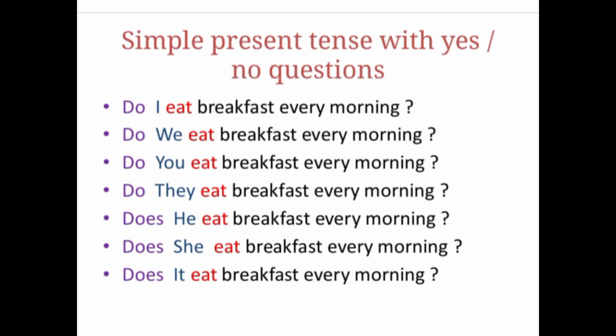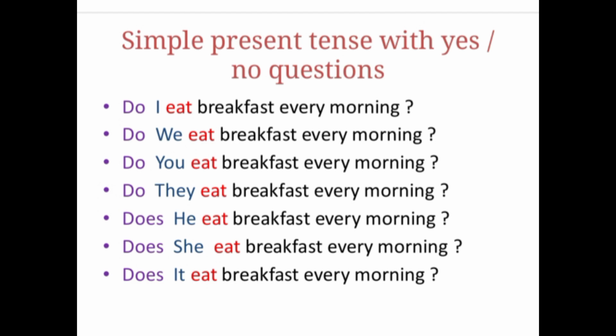So now we convert the simple present tense into yes or no questions. When we convert the simple present tense into yes or no questions, some changes take place in the sentence. So we will look at the changes. If we have the subject I, we, you, they, the do form should be used before the subject. First the do form comes, then the subject, thereafter the verb, then the object comes.